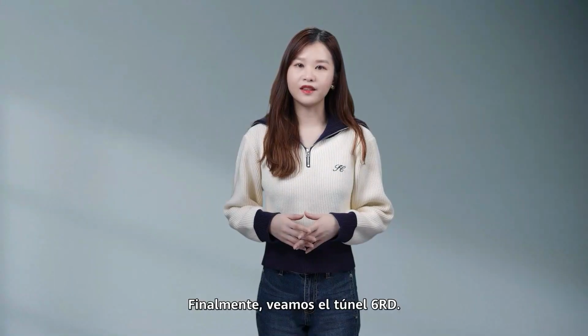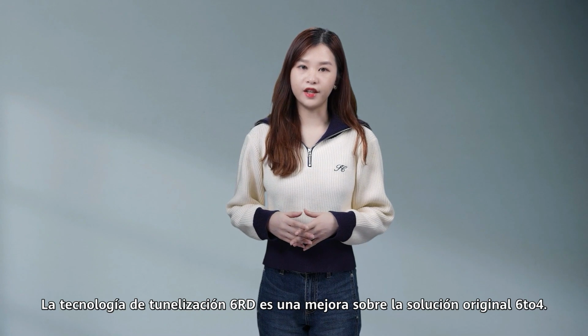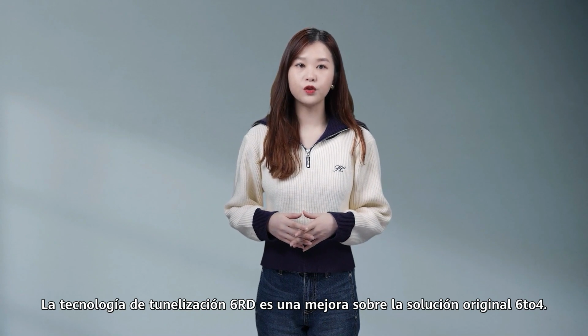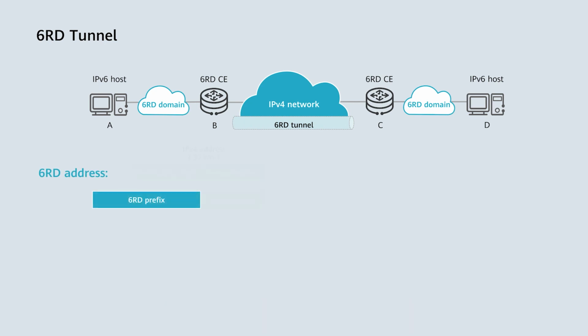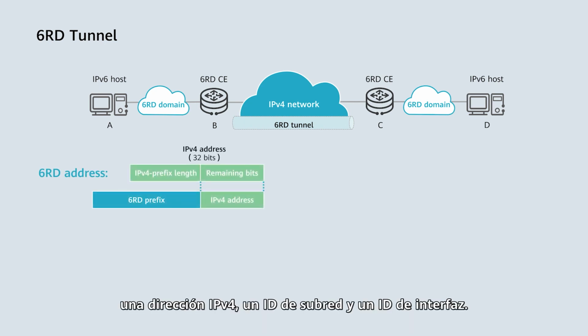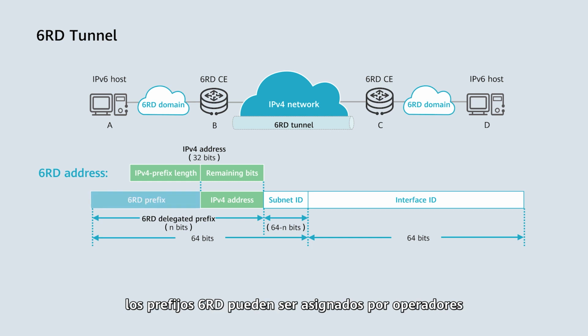Finally, let's look at the 6RD tunnel. 6RD tunneling technology is an improvement on the original 6to4 solution. A 6RD address consists of a 6RD prefix, an IPv4 address, a subnet ID, and an interface ID. Different from 6to4 addresses that use a fixed IPv6 address prefix, 6RD prefixes can be allocated by carriers from their own IPv6 address space.